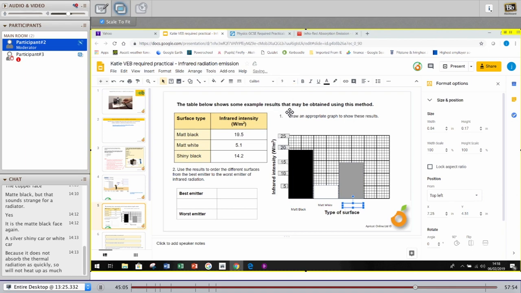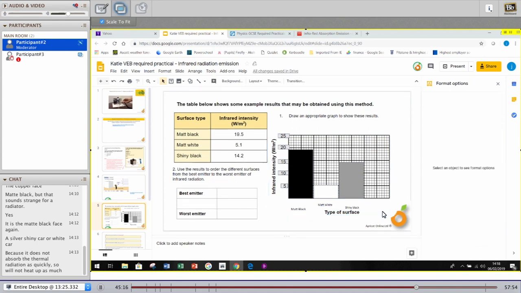So you can see there, can't you, that it's not only the colour that makes the difference, because the matte black and the shiny black, the matte black is actually better at emitting than the shiny black is as well. So it's to do with both colour and whether it's shiny or not.